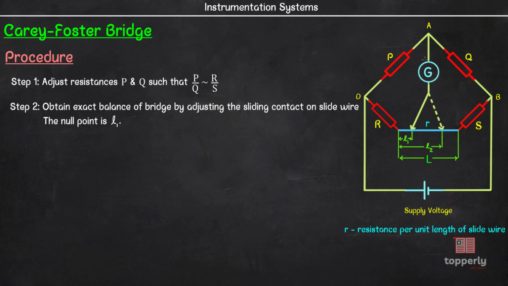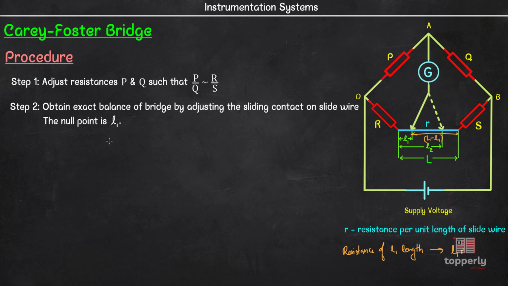Now, in the second step, we obtain the exact balance of the bridge by adjusting the sliding contact on the slide wire. Let's say the bridge got balanced when the sliding contact is at a distance L1 from the left end of the slide wire. We said that the resistance per unit length of slide wire is small r. So the resistance of L1 length of slide wire is L1 into small r, and this gets added to unknown resistance capital R. Similarly, the resistance corresponding to the remaining length of slide wire, which is L minus L1, will be (L minus L1) into small r, and this resistance gets added to resistance capital S.